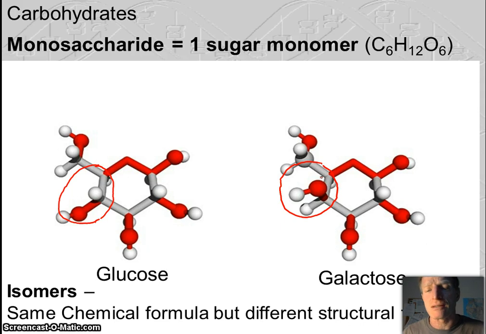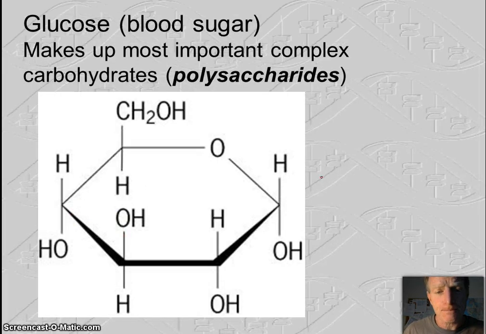This is important because some people are lactose intolerant. They can't break down the galactose-glucose bond the way they can break down a glucose-glucose or a glucose-fructose bond because of the structural differences. The enzymes just can't get in there and break it apart. So isomers can sometimes produce important differences in these carbohydrates.